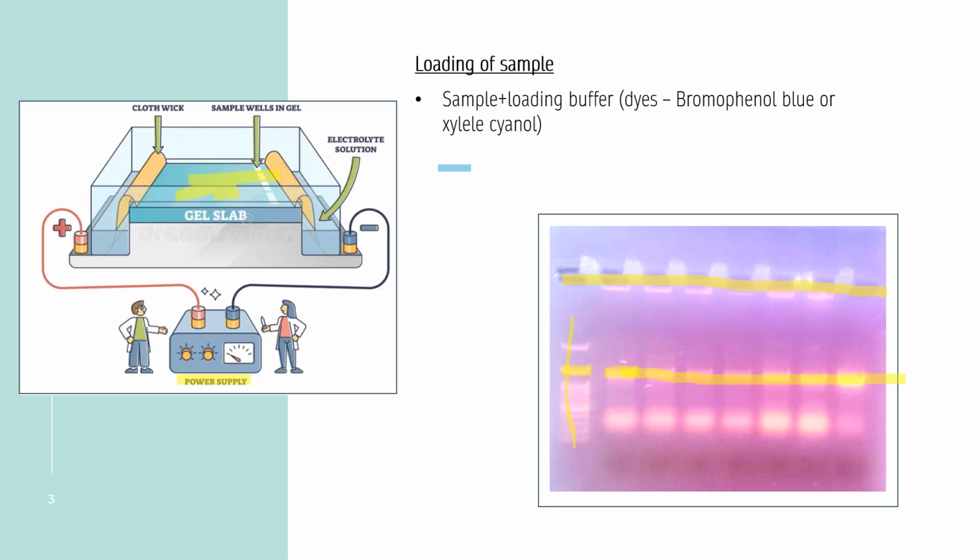Now you see the bands are illuminating, like they're giving this pinkish tint. Okay, this pinkish color that we are getting under the influence of UV is because of ethidium bromide, which we added while preparing the gel. Okay, so this will be like the complete output of the agarose gel electrophoresis.